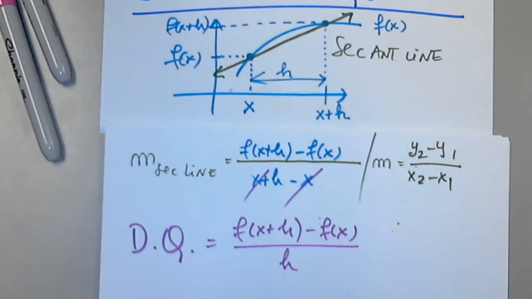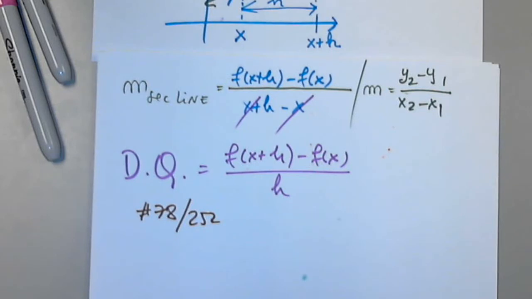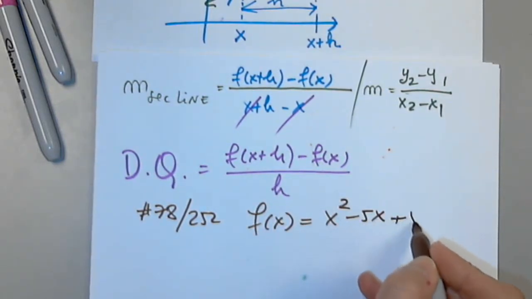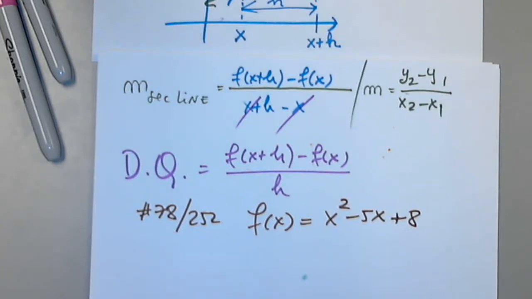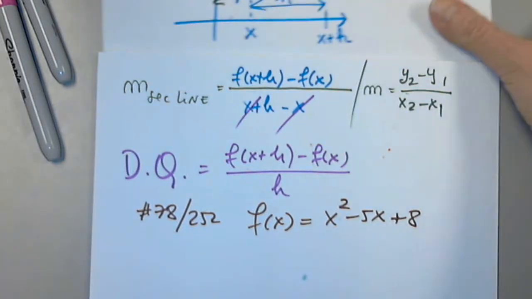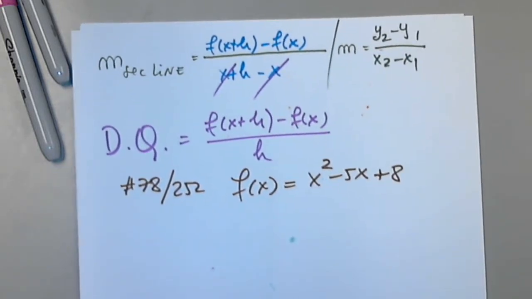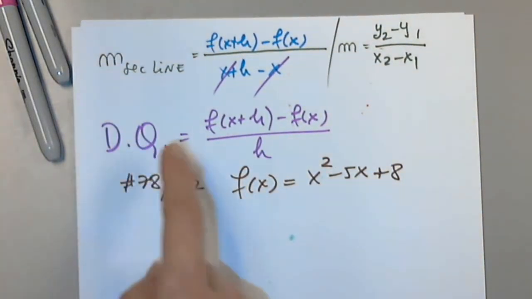And I would like to pick a function and determine its difference quotient. On page 252, let's start with 78. We have f of x equals x squared minus 5x plus 8. Okay, so I'm asked to find DQ for this function.